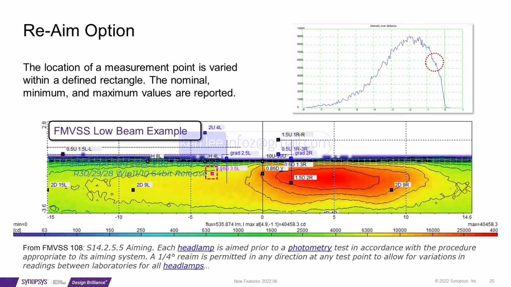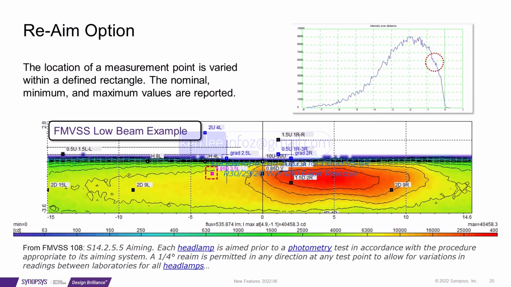For the re-aim option, the location of a measurement point is varied within a defined rectangle. The nominal, minimum, and maximum values are reported. Let us take a look at an application example for the re-aim option.